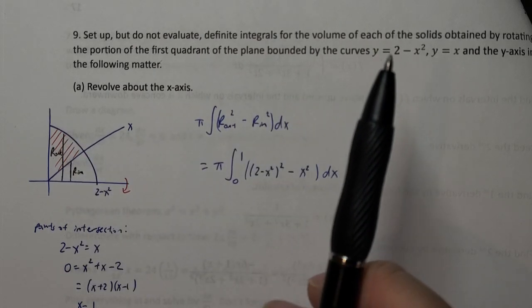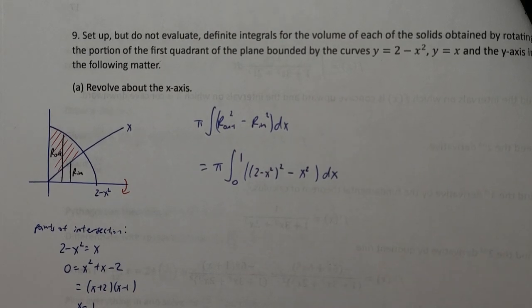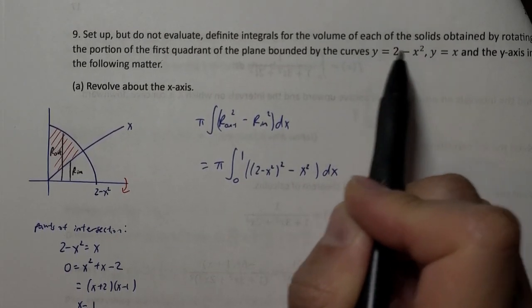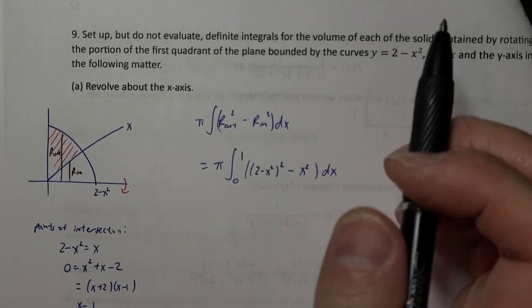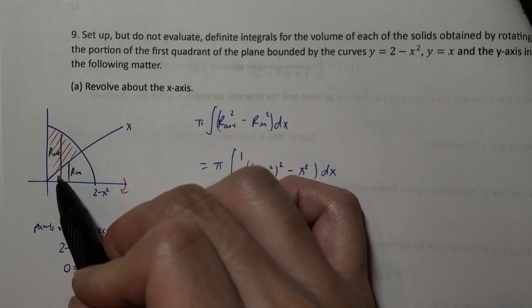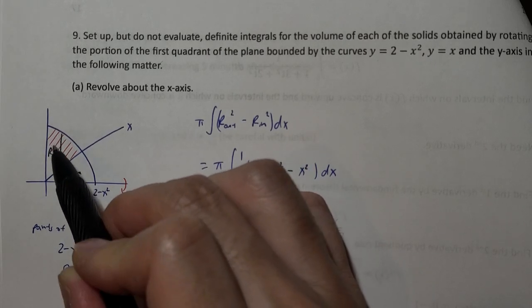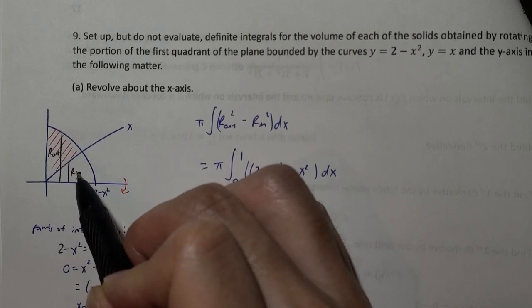If we want to do the washer method, it's easy to integrate in terms of x for a horizontal axis of rotation, which we're set up for. These are functions of x already. So we can draw an r out and an r in. Start from the axis of rotation, draw it to the further function. Start from the axis of rotation, draw it to the closer function. That's your r out and r in respectively.